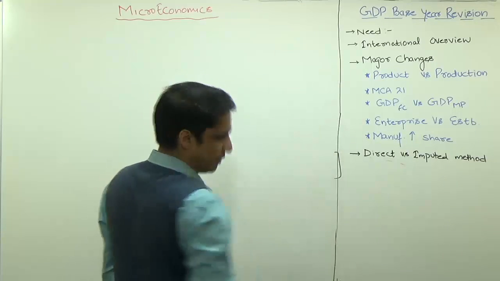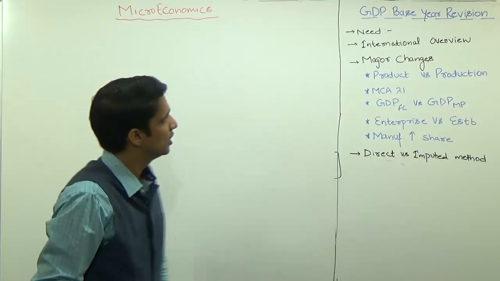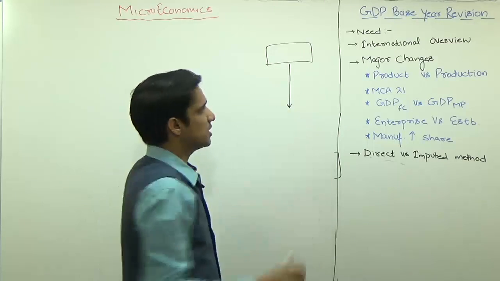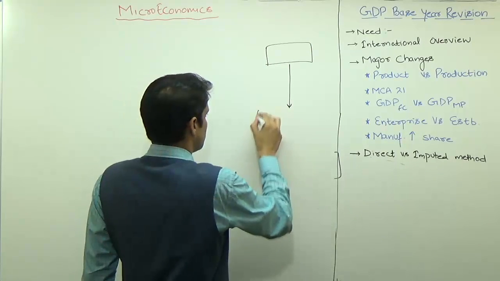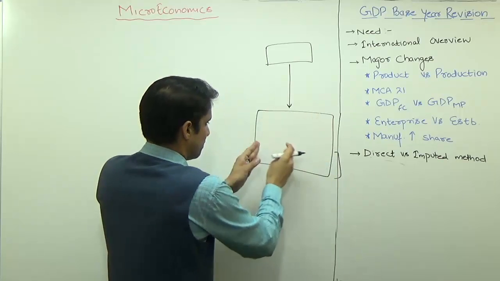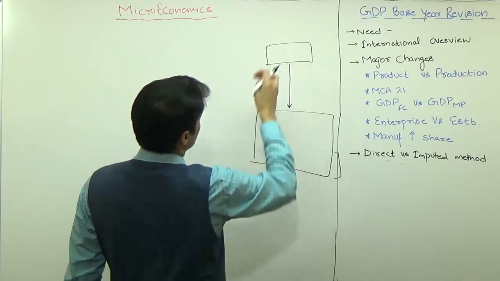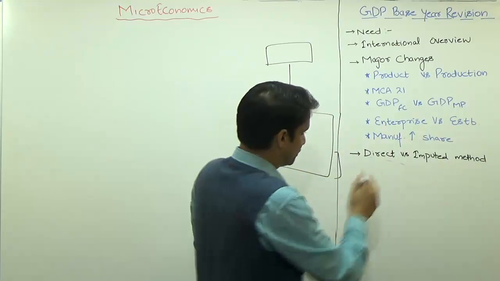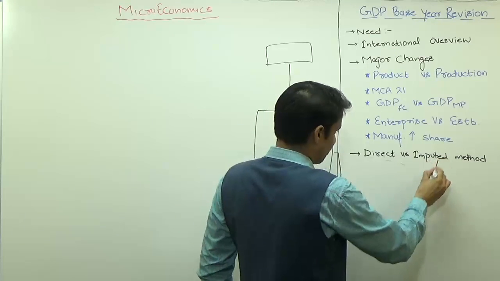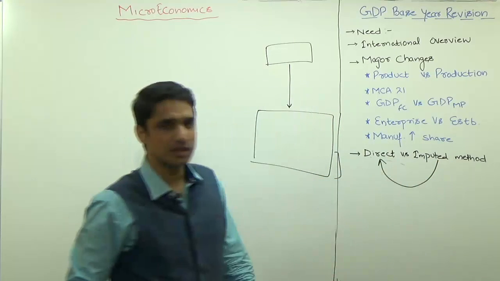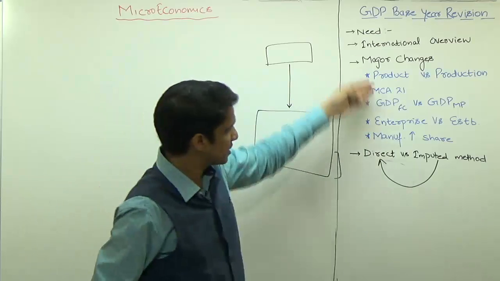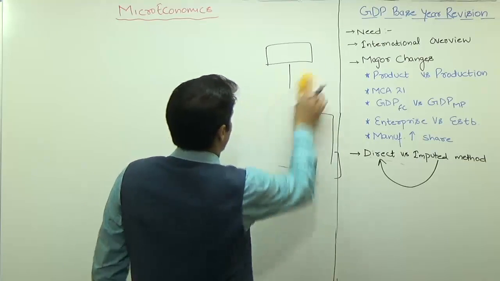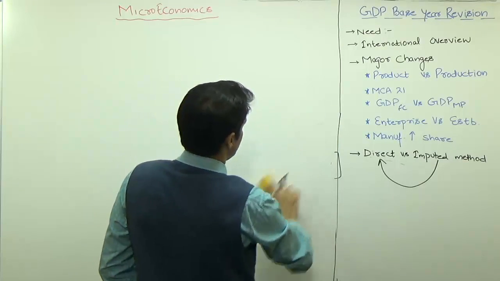So this GDP base year revision was very much in the news, not because we have changed the basket, but because they changed the methodology also. We increased the number of items, correct, but how we were calculating the GDP, this direct and imputed method. A lot of sectors shifted from imputed to direct, and how they shifted, we will discuss in the major changes. So the first thing is product versus production. This is a major change.